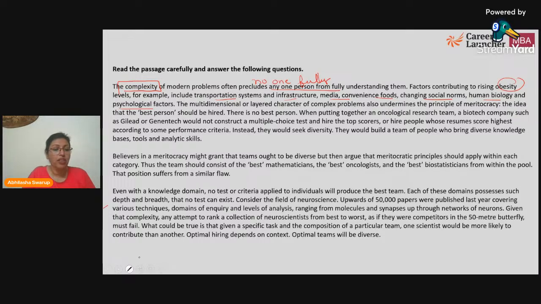That's number one. It says the multi-dimensional or layered character of complex problems also undermines, means weakens, the principle of meritocracy, the idea that the best person should be hired. Now, because a problem is so complex and has so many dimensions, you cannot say that we'll hire the best person. There is no best person, right? So you can't say, okay, I'm going to hire the best person.